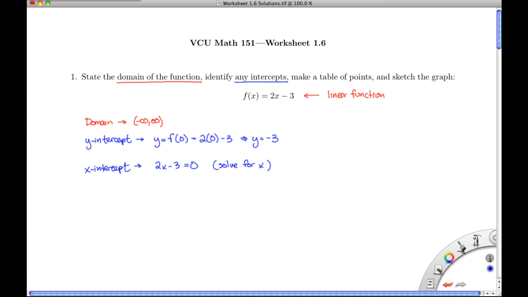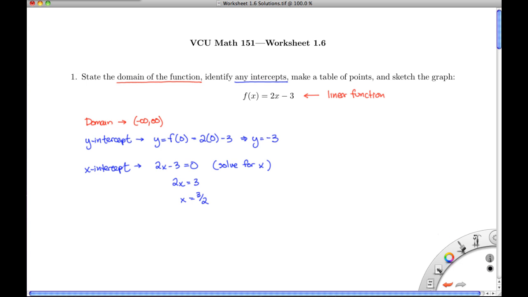So in this case we would have, if we add 3 to both sides, 2x is equal to 3, and divide both sides by 2, and we'd get x is equal to 3 halves. So this is going to be our x-intercept. We also come to talk about this as a 0 of our function, a solution to the equation if we set it equal to 0. Okay, so we've got a couple of pieces here.